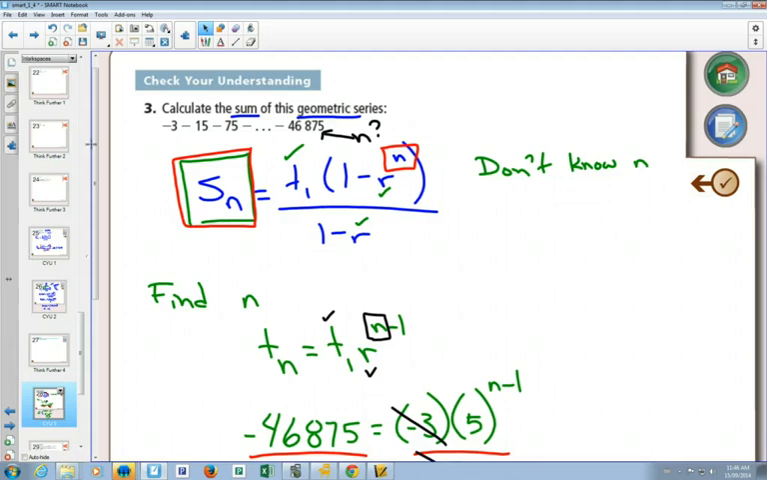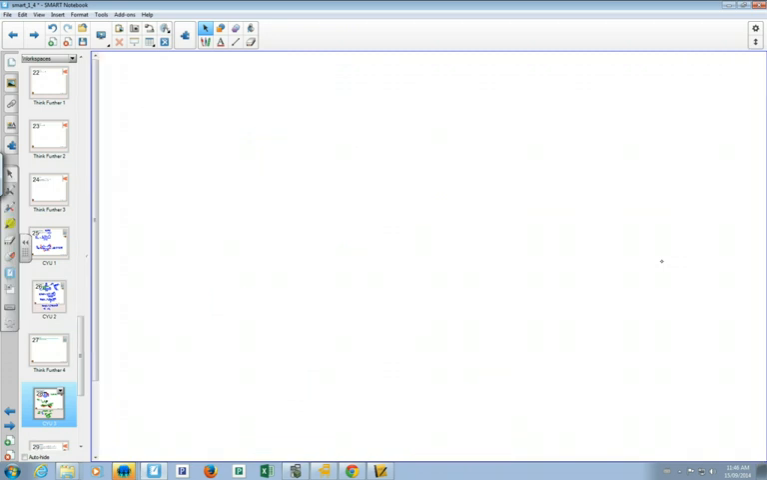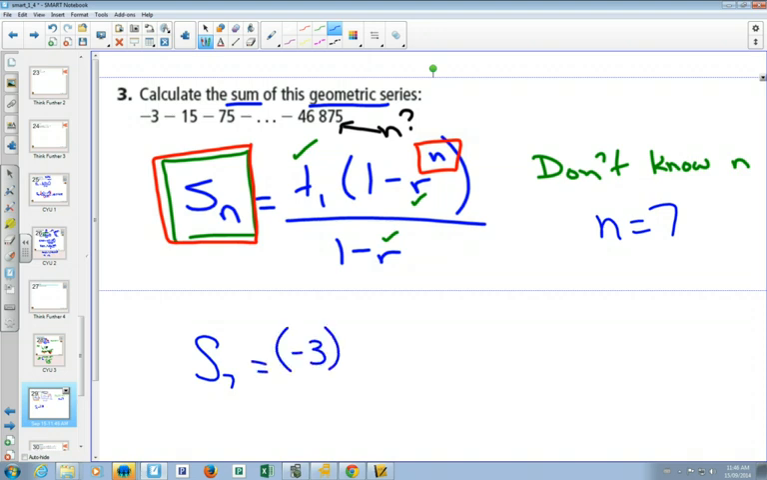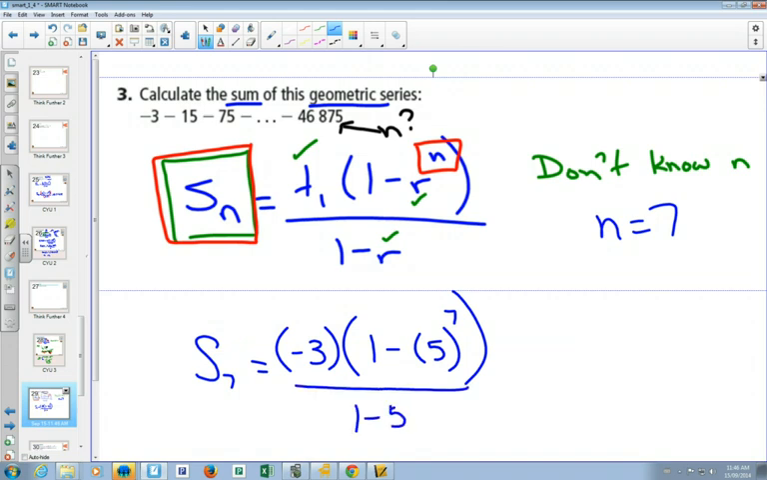Now, instead of scrolling down to the bottom, I'm going to just take a picture of this, start again. Now we know that n is equal to 7. We have all the other information. Now we can find the sum. And in fact, we're finding the sum of the first 7 terms, now that we know n is 7. We know term 1 is -3. We know r was 5. And since n is 7, we can plug that in now. Over 1 minus r.